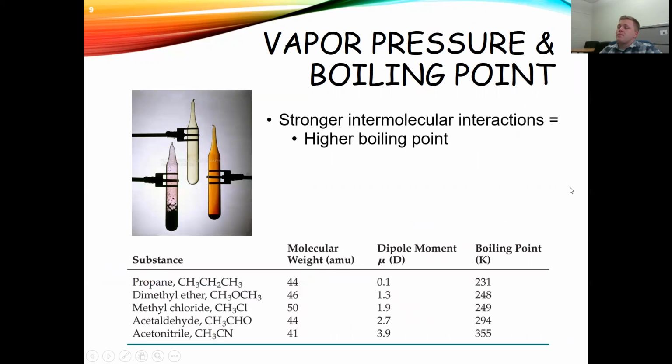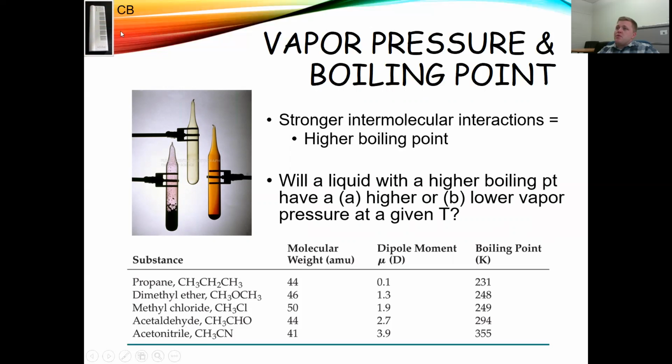All of the slides that I go over in these videos will still be posted just like normal. Okay. Now let's talk about vapor pressure and boiling point and how those compare. Stronger intermolecular interactions are going to make molecules want to stick together better, so that is going to make it harder to boil these species. So stronger intermolecular interactions equals a higher boiling point.